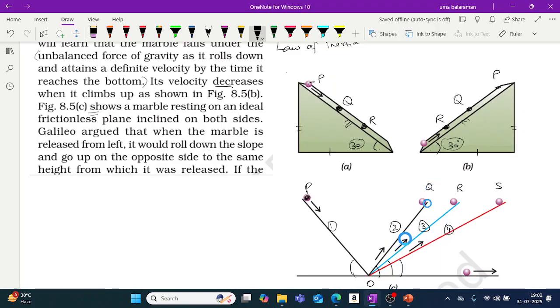So he now used different inclined planes. The black, blue and red ones are all different inclined planes, not identical with the left side.